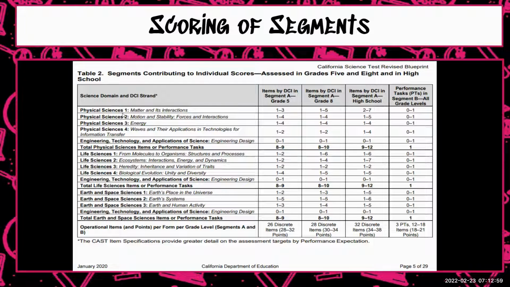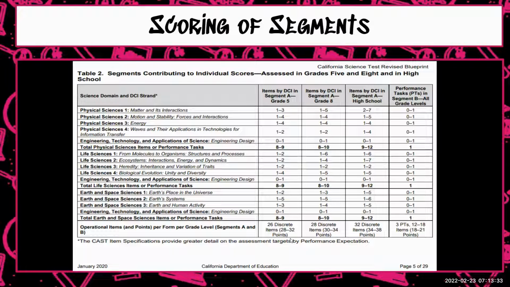There's 1 to 3 questions on physical sciences 1, which is matter and interactions. There's 1 to 5 in 8th grade. And then in high school, they're definitely going to get 2, but they could get as many as 7. So you can kind of see how this works out. Every student will receive between 8 and 9 questions from this group on their assessment. All students will receive between 8 and 10 from this group on their 8th grade assessment, and so on. So you can kind of see how that breakdown happens.